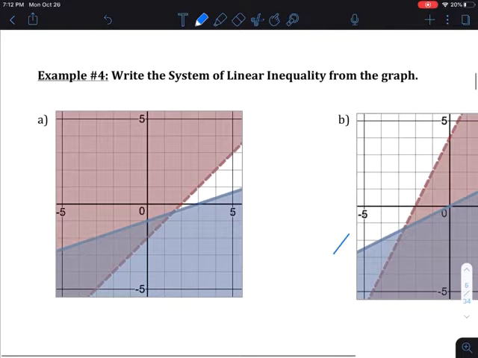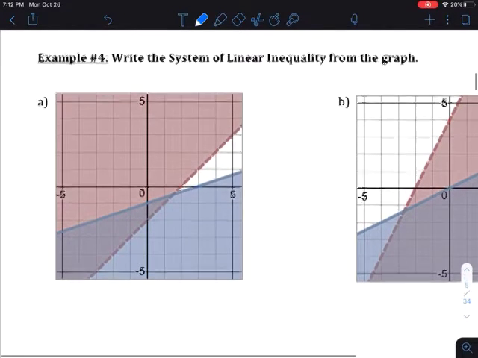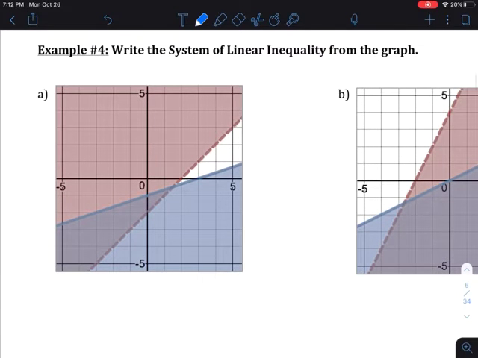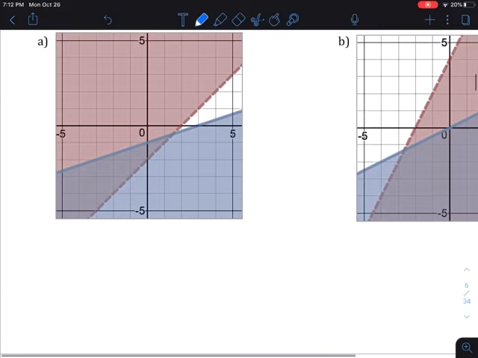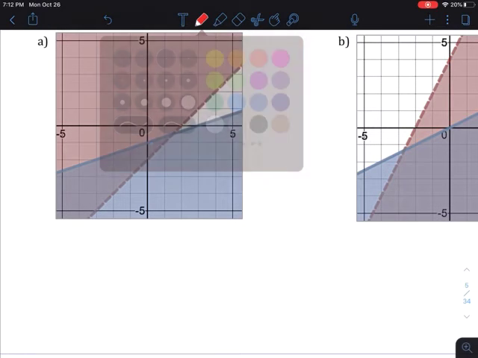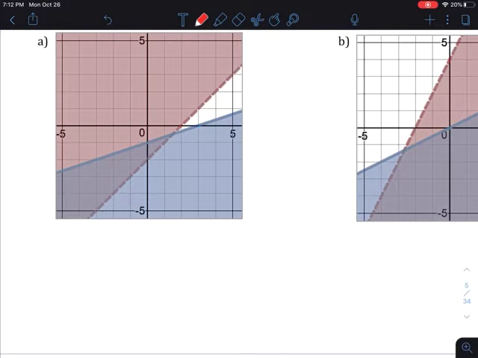Okay, next up, we're going to do some writing inequalities. The directions say, write the system of linear inequalities from the graph. So these are both straight lines here in A. So we're going to do y equals mx plus b. Pretty straightforward here. All right, red for the red.